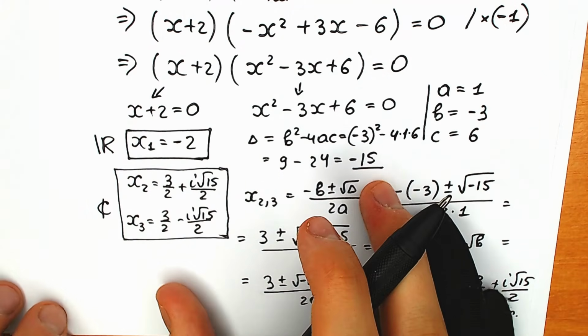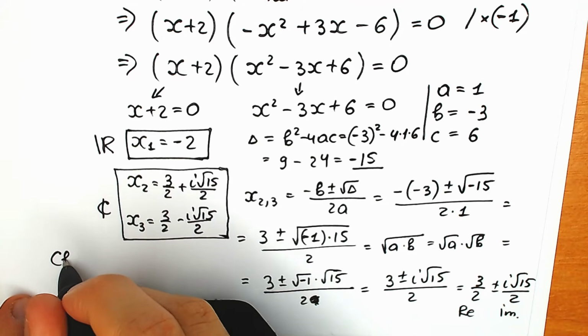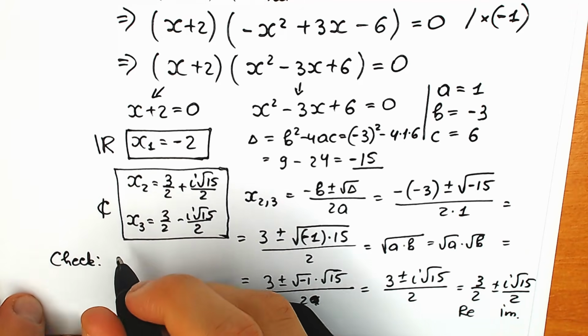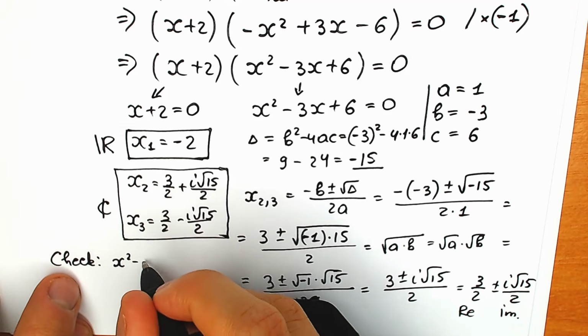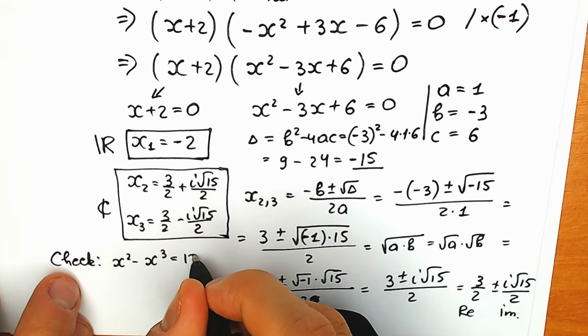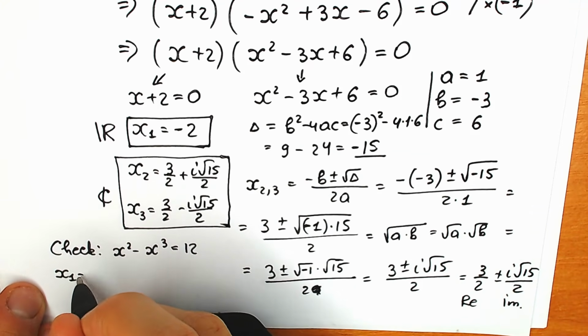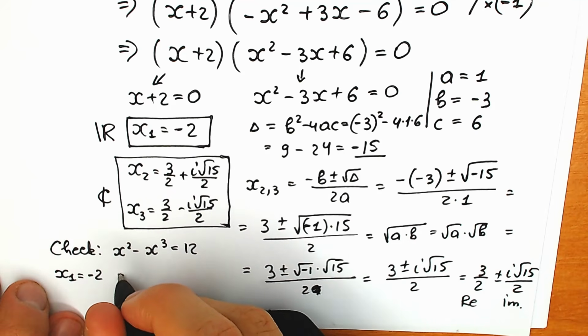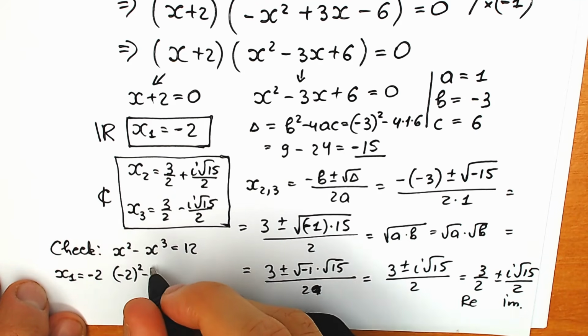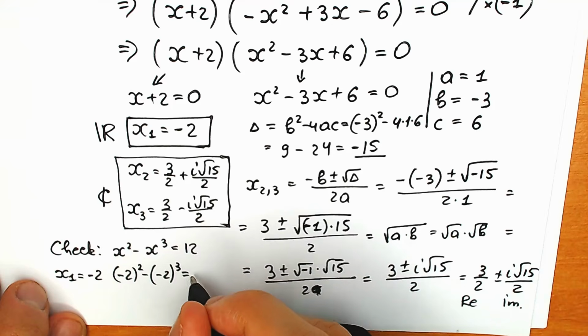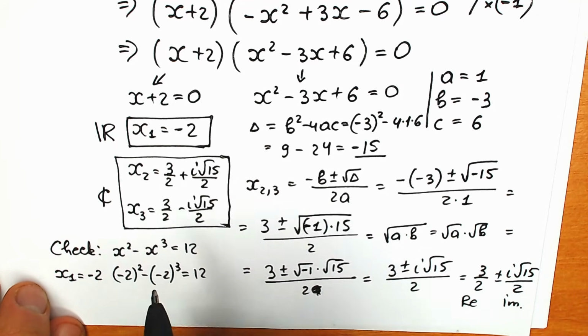Let's check our root real quick. Okay, so check. We have x squared minus x cubed equal to 12. Right now let's check real quick for x first equal to minus 2. As a result, what do we have? Minus 2 squared minus minus 2 cubed equal to 12. A lot of negative signs, a lot of powers, but minus 2 to the power 2, these are even powers, so it means that this is equal to 4.